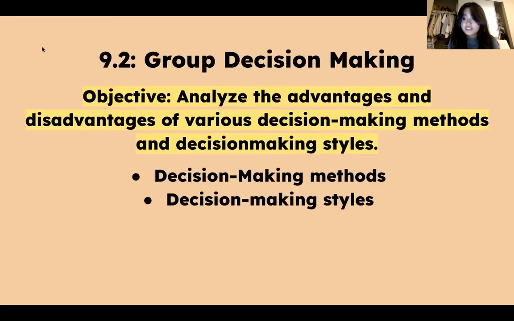All right. Hello, my name is Abel Velasquez, and I'm going to be doing the part 9.2, which is titled Group Decision Making. The objective of my part is to analyze the advantages and disadvantages of various decision-making methods and decision-making styles. So obviously what I'm going to be going through is those decision-making methods and those decision-making styles.